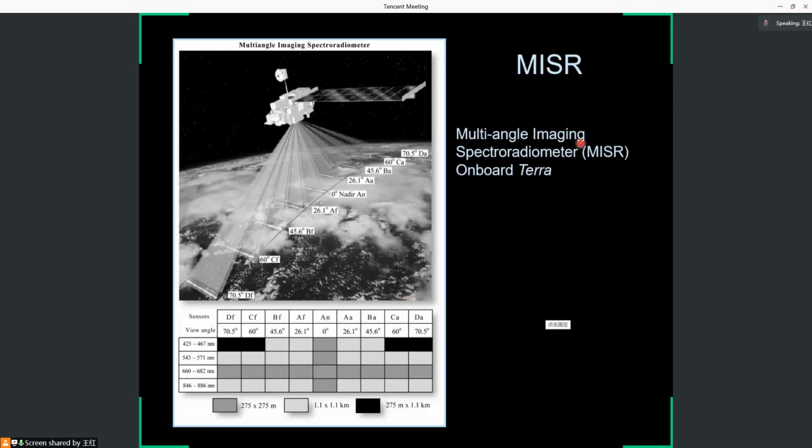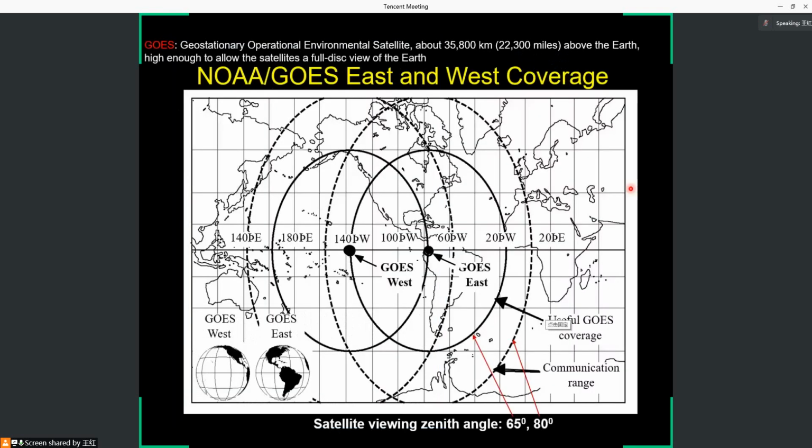And this is the multi-angle image. You see different angles, so you can extract the height of the building and trees, because it's multi-angle.